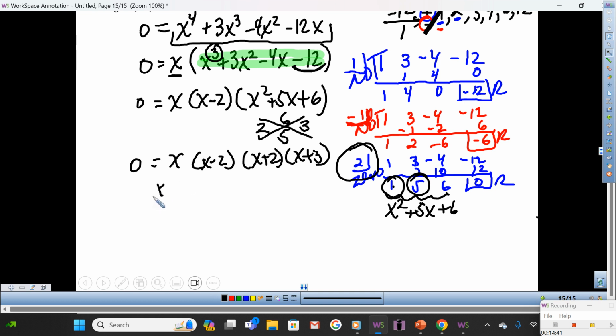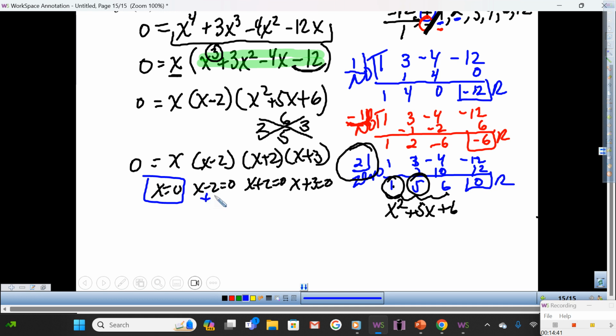Let's go. X equal to 0. X minus 2 equal to 0. X plus 2 equal to 0. X plus 3 equal to 0. Okay. So therefore, let's solve. This one's already solved. This one plus 2 plus 2, x equals 2. Minus 2 minus 2, x equals negative 2. Minus 3 minus 3, x equals negative 3. And now we can graph, yes?